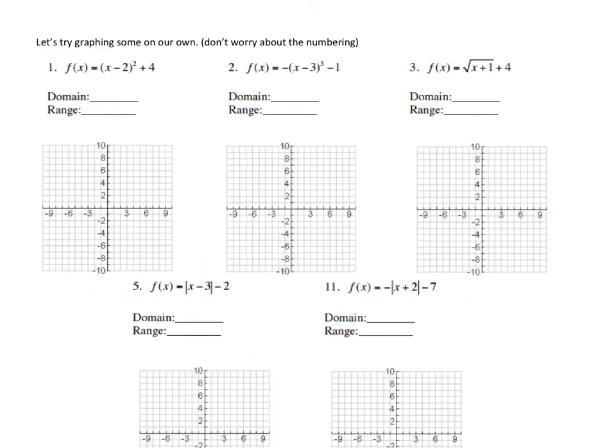So let's try graphing some of these translated functions. The first thing you're going to want to do is identify what is the parent function. So I know this is a quadratic parent function. We'll do examples 1, 2, and 3 really quickly. This is a cubic parent function, and this clearly is a square root parent function. We will talk about the domains and ranges after we graph these.